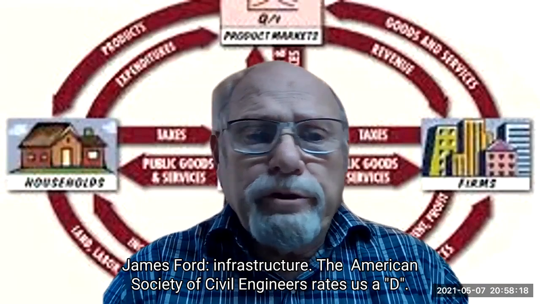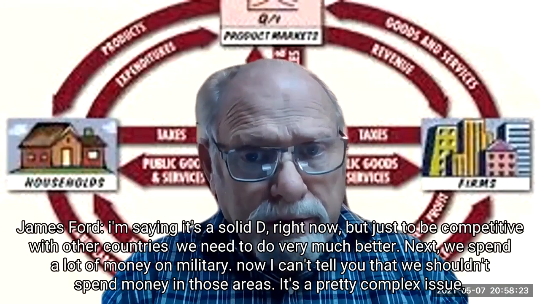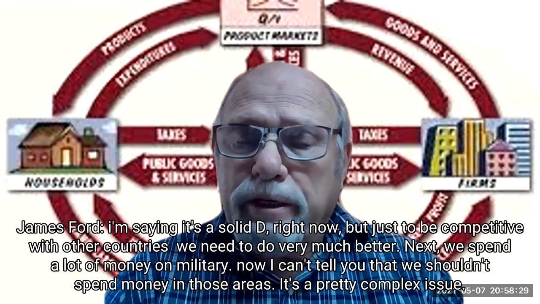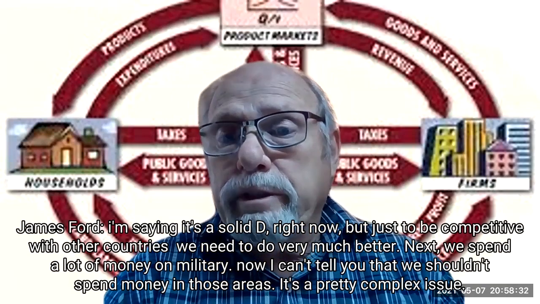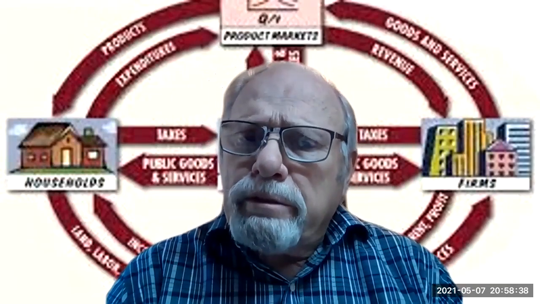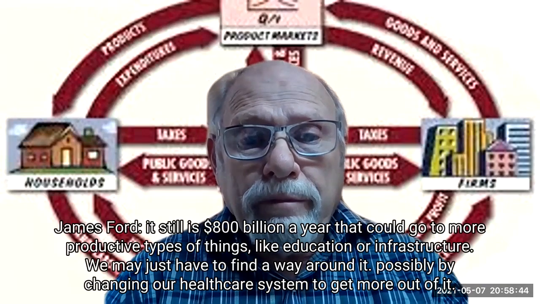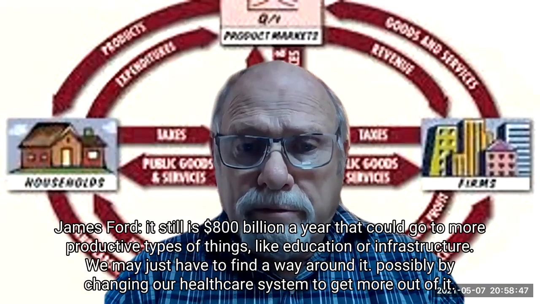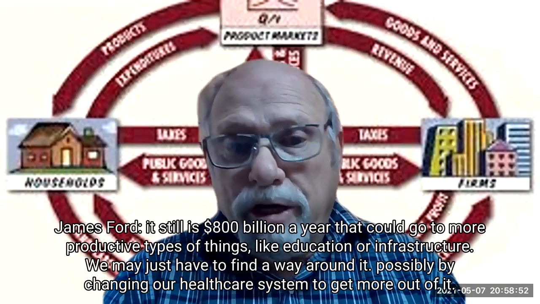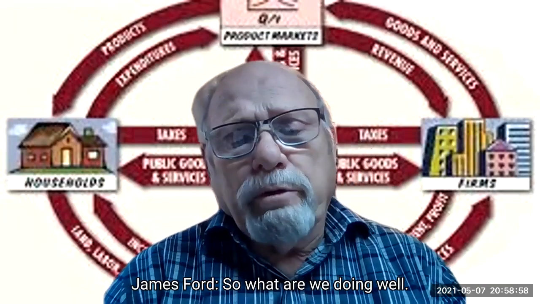The American Society of Civil Engineers rates us a D. I understand it's a solid D right now, but just a D. Other countries do very much better. And then, of course, we spend a lot of money on military. Now, I can't tell you that we shouldn't spend money on military. It's a pretty complex issue. But like it or not, it still is $800 billion a year. That money could go to more productive things, including education and our infrastructure. We may just have to find a way around it, possibly by changing our healthcare system to get more out of it. So what are we doing well in?